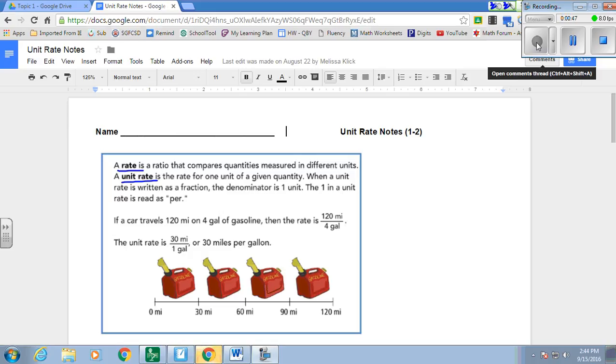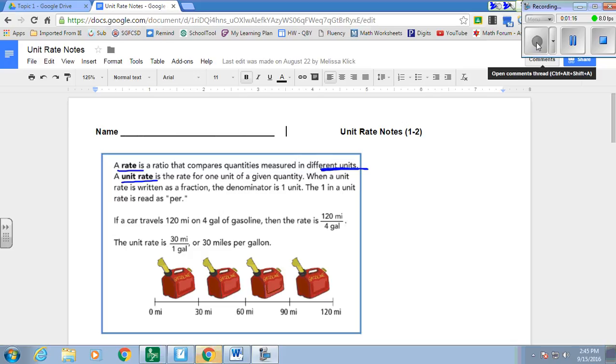The definition of rate says it is a ratio that compares quantities measured in different units. Within the definition of rate is the word ratio, but you really need to focus on the fact that rate has units. Then unit rate goes on to say it is a rate for 1 unit of a given quantity. When a unit rate is written as a fraction, the denominator is 1 unit. The 1 in a unit rate is read as per.